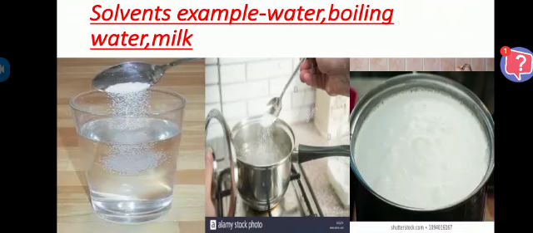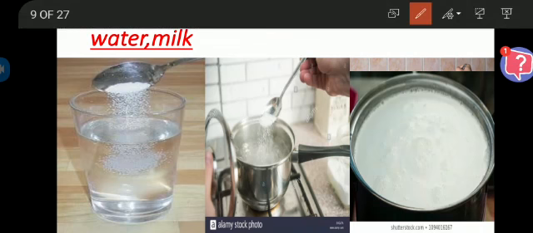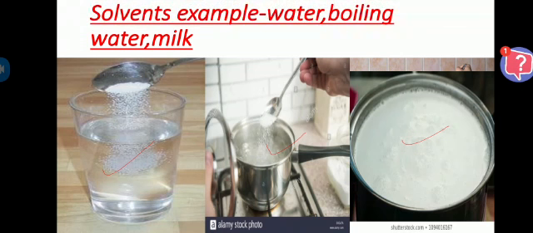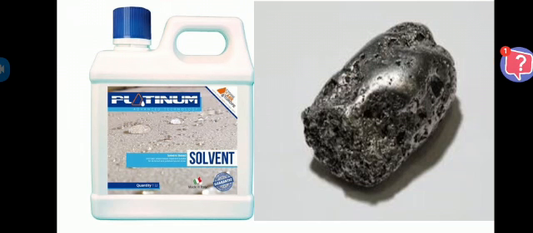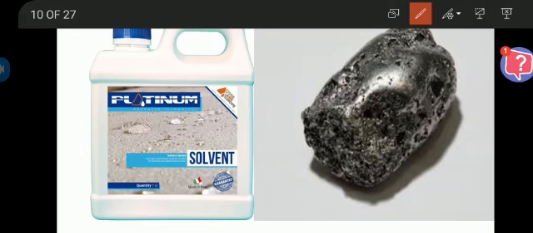Now, these are some examples of solvents. Water, boiling water, and milk are examples of liquid solvents. And your solid solvent is platinum. So these are some examples of solvents. As I have already told, both the solute and solvent may be in the form of solid, liquid or gas.